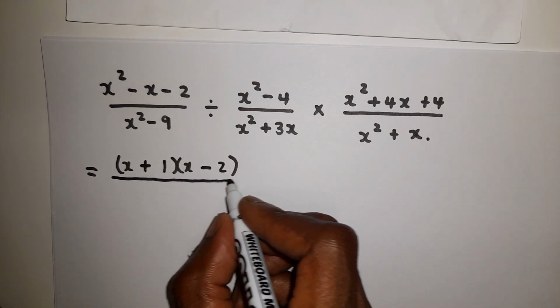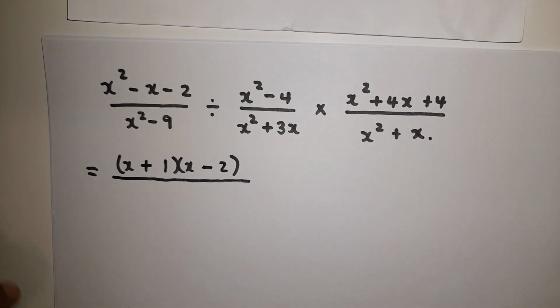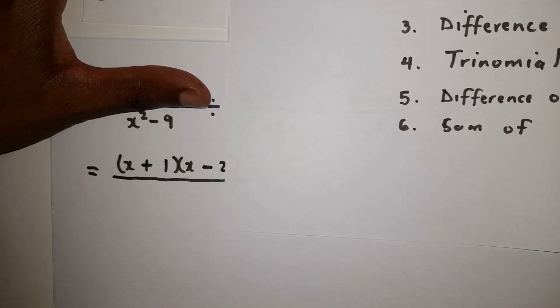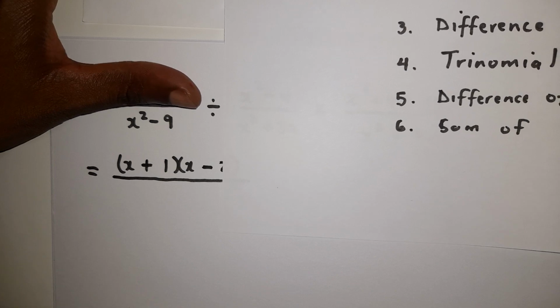Then I go to my denominator. Treat it individually. Again, if I close everything, I focus on the denominator. I see two terms which are separated by a minus.